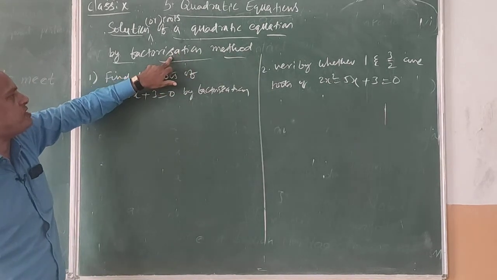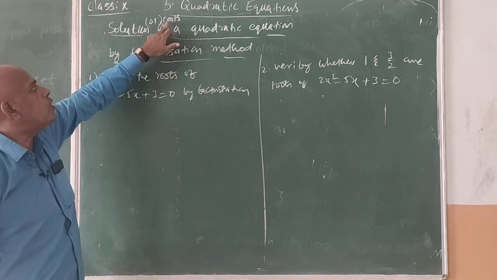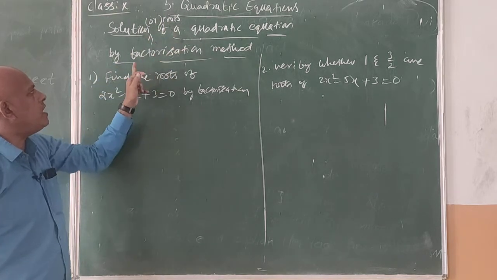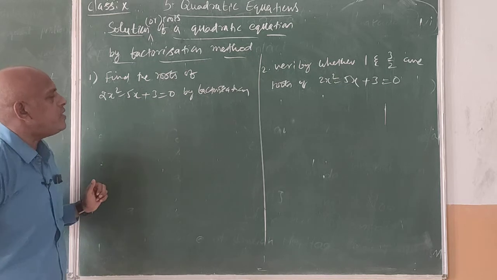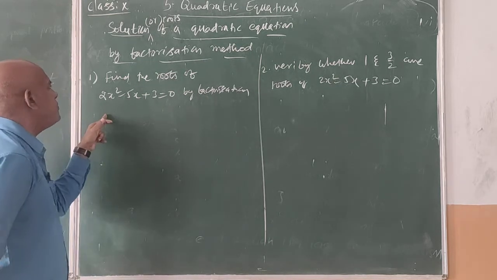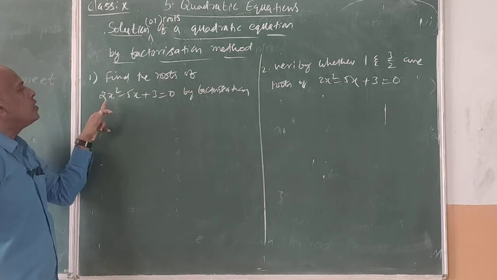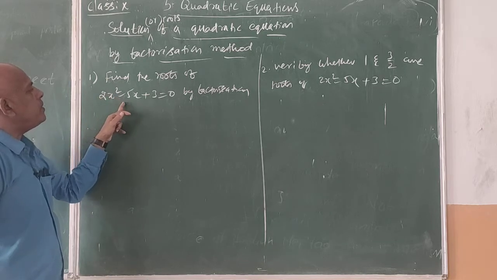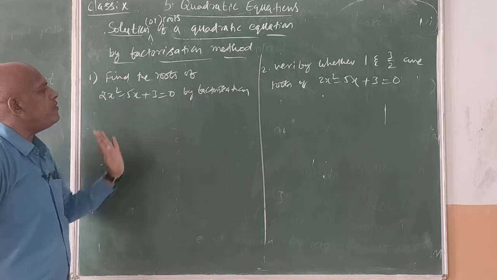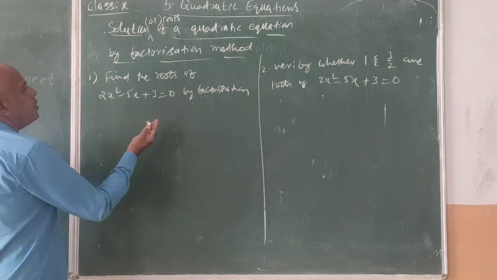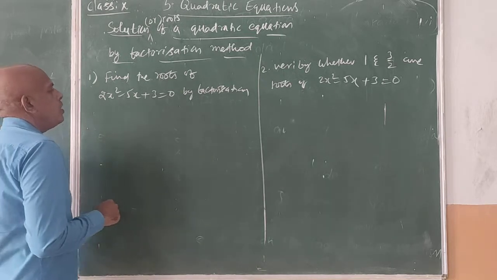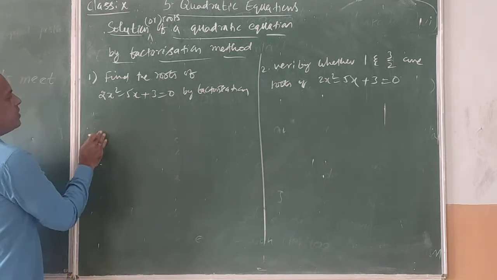Now we are following the first method, that is finding the roots or solution of a quadratic equation by factorization method. We are going to solve the problems here. First problem: find the roots of the equation 2x square minus 5x plus 3 is equal to 0 by factorization method. You already know about the factorization method from the previous class.